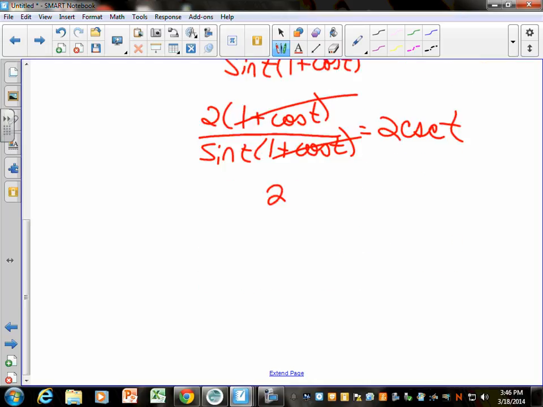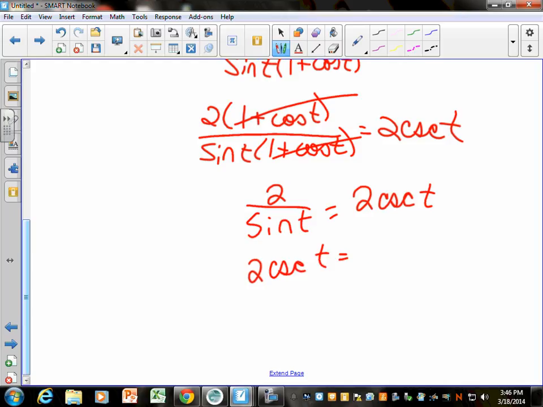And I'm left with 2 over sine of t equals 2 cosecant t, which means I can pull that sine up, and that just becomes 2 cosecant t equals 2 cosecant t. That's a good proof. That's not super hard, but it's also making you do some algebra and put things together all at the same time.